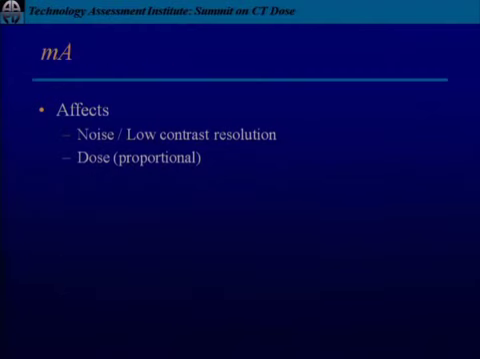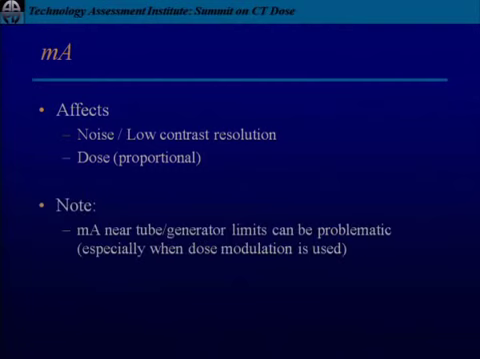The next thing is the tube current, which is the current delivered to the X-ray tube. It's directly proportional to the number of photons that are produced. Therefore, it will affect the image noise and your low contrast resolution, and your dose will be proportional to that setting. If you double your mA, you'll double your dose.